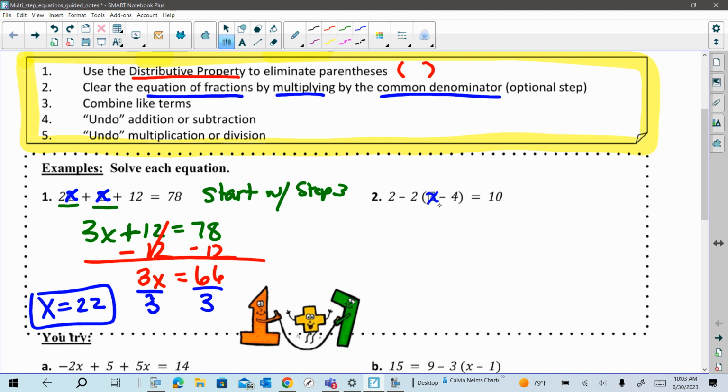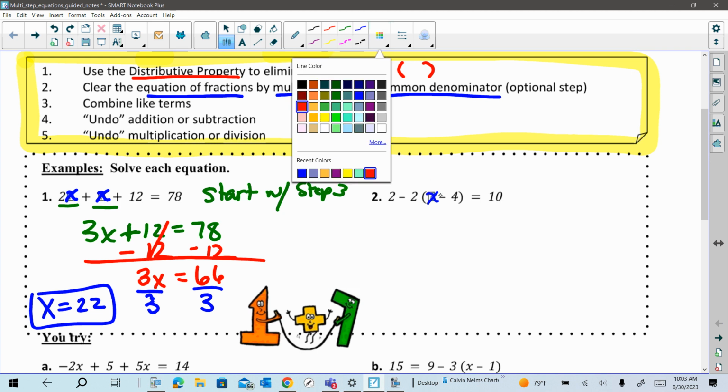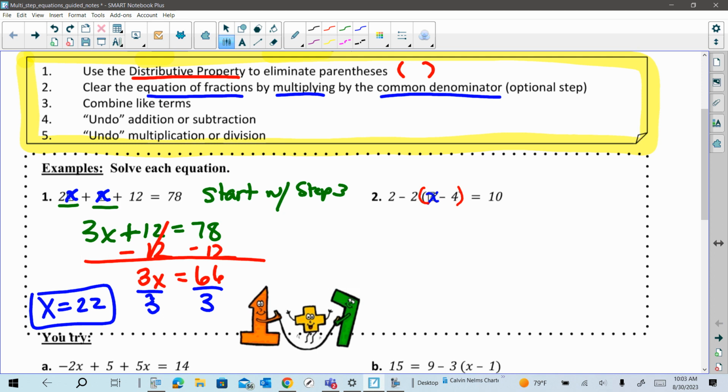On number 2, there are parentheses. We have some groupings right here. So I have to distribute. That means you're going to multiply what's outside the parentheses to everything inside first. When I rewrite this, this would be 2 minus 2x. But now this is going to be plus 8. So I got to think of this as a negative 2 times a negative 4. And then it's going to equal our 10.